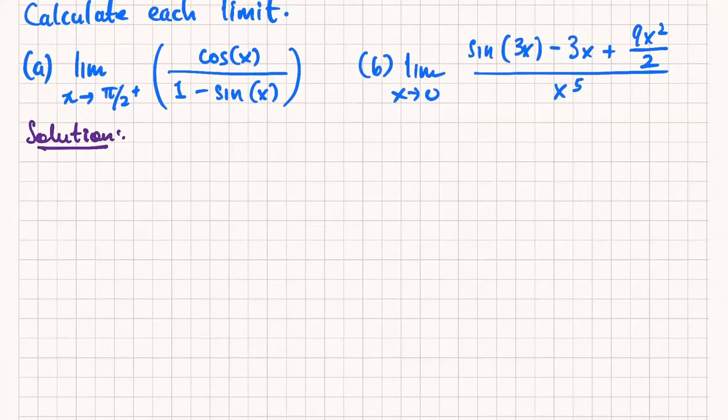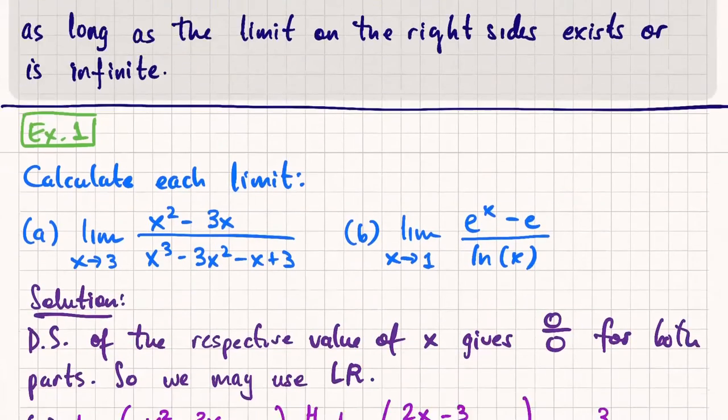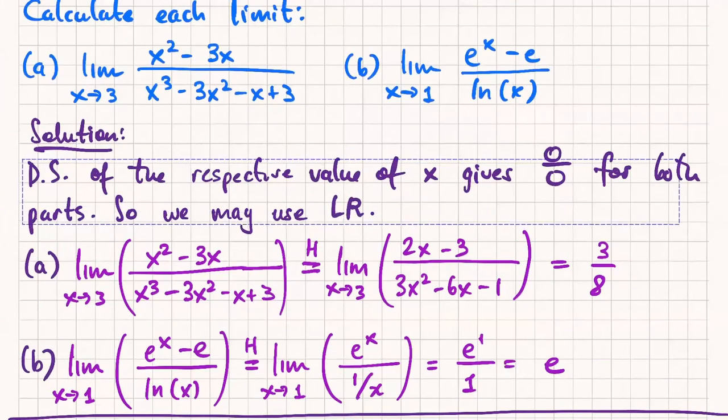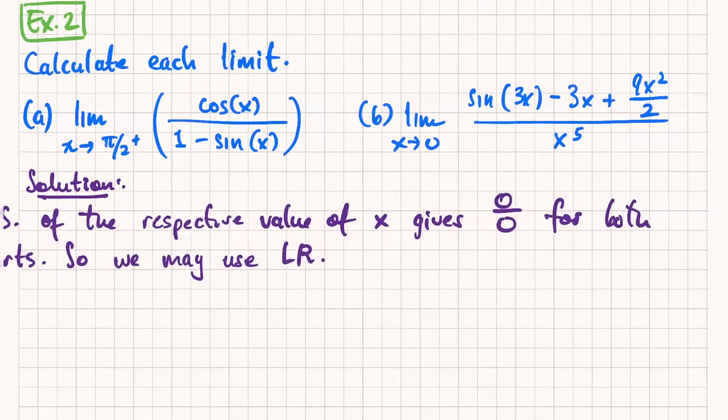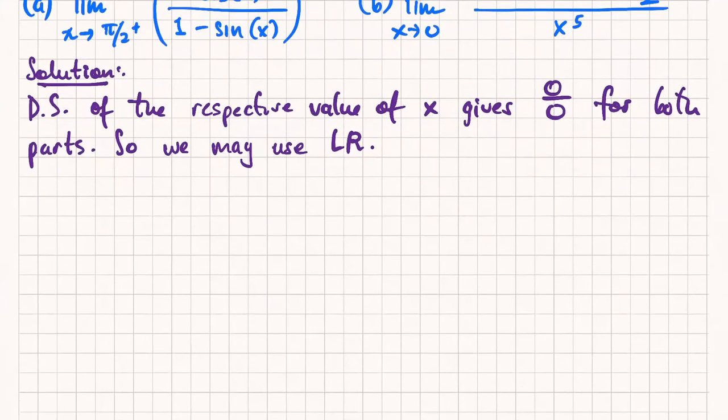Again, if we substitute the relevant value of x, we get 0 over 0, right? x equals pi over 2, and the cosine of pi over 2 is 0. So I do get 0 over 0 for both. First, let me repeat what we said last time: we're allowed to use L'Hopital's rule. So let's look at part A first.